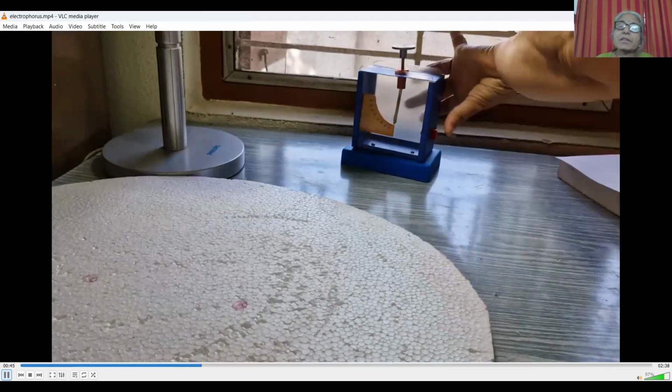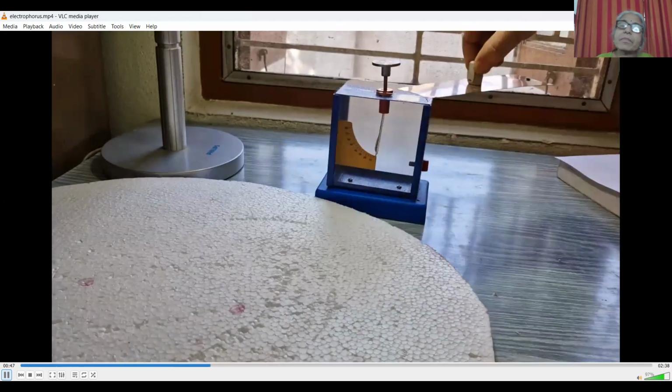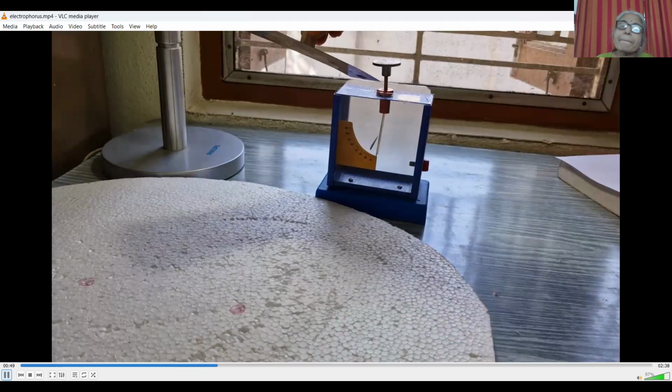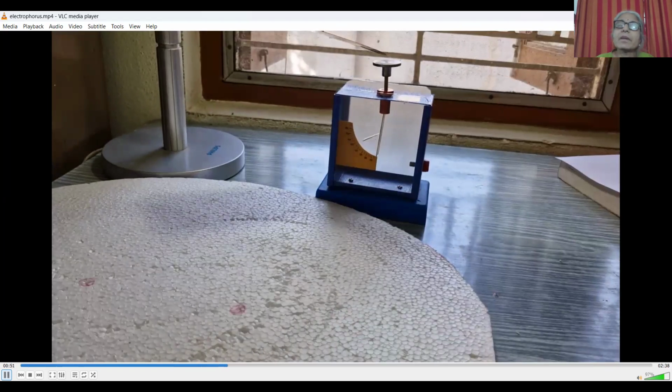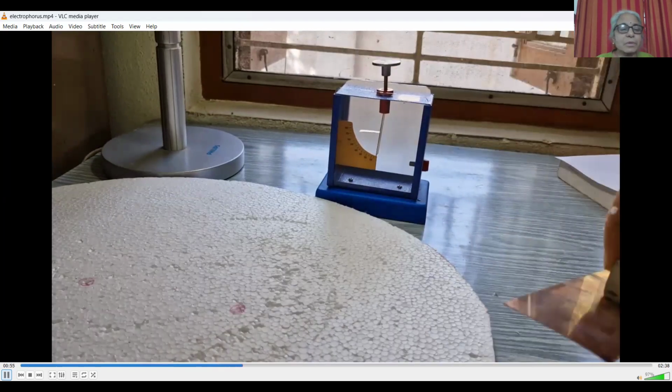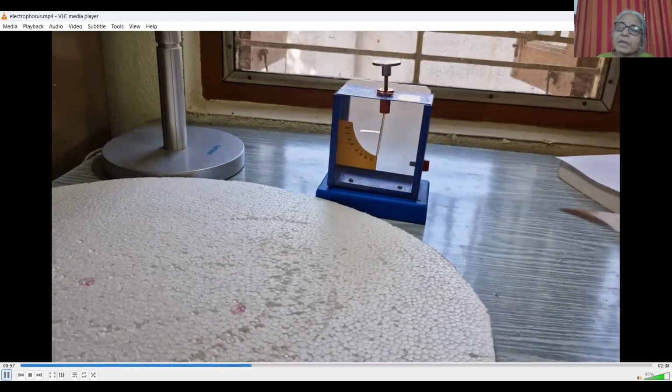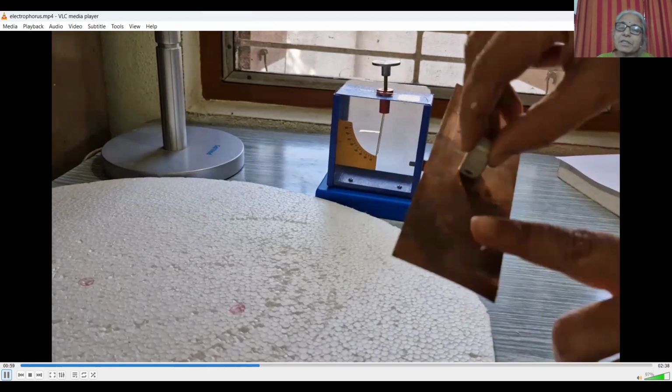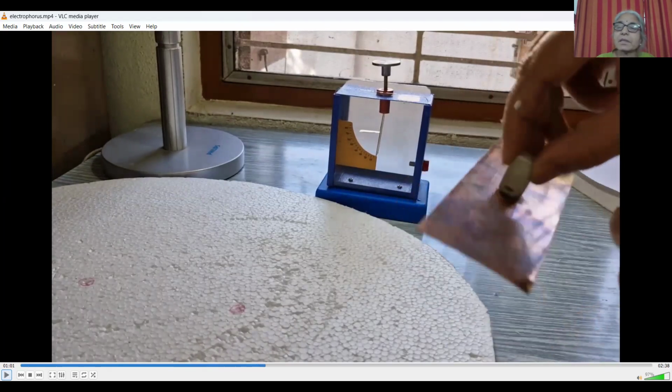So I can charge the electroscope using it. You can see. So some charge has been transferred to the electroscope now. Okay, so now I discharge that electrophorus by touching it again. So whatever charge may still have remained on the electrophorus, I have drained it. It's gone. Now it's not charged.